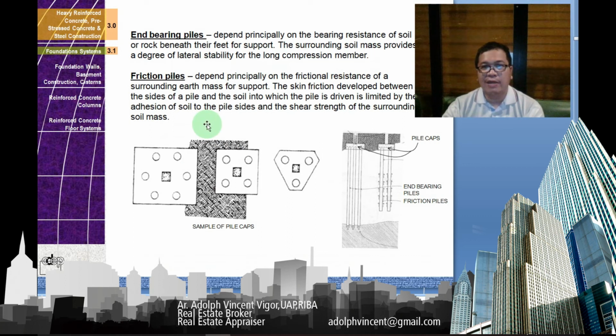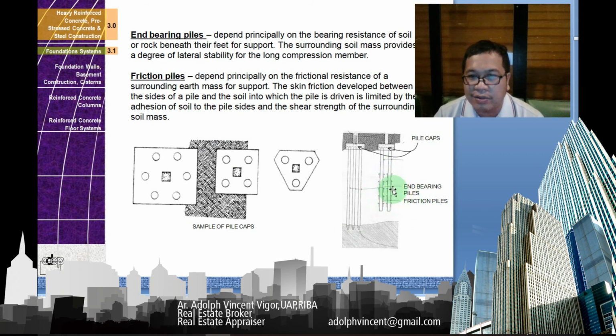Then you have end bearing piles. So it depends principally on the bearing capacity of soil or rock beneath their feet or support. The surrounding soil mass provides a degree of lateral stability for the long compression member. And you have friction piles. These depend principally on the frictional resistance of the surrounding earth mass for support. Okay, I think these are the friction piles, class.